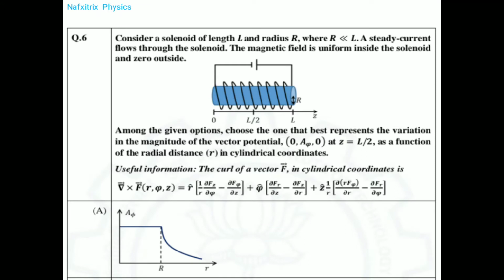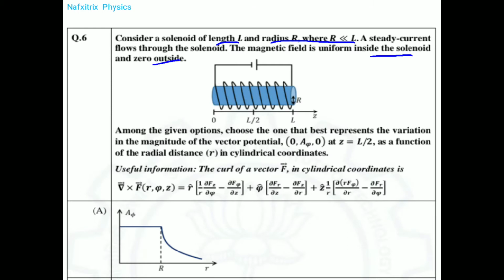Consider a solenoid of length L and radius R, where R is much less than the length. That means we can imagine the solenoid like this. The radius of the solenoid is very small compared to the length, so we can just think of it as an infinite solenoid, a solenoid of infinite length. Steady current flows through the solenoid. The magnetic field is uniform inside the solenoid and zero outside.